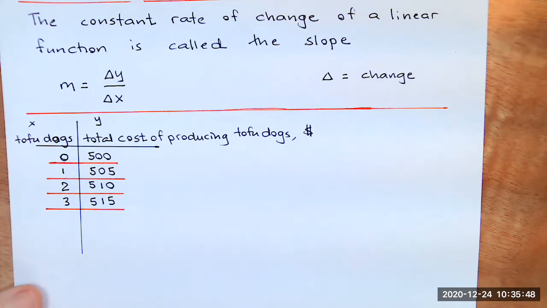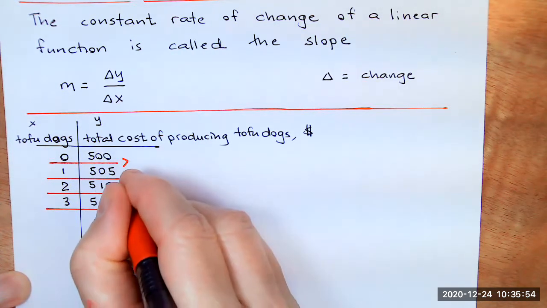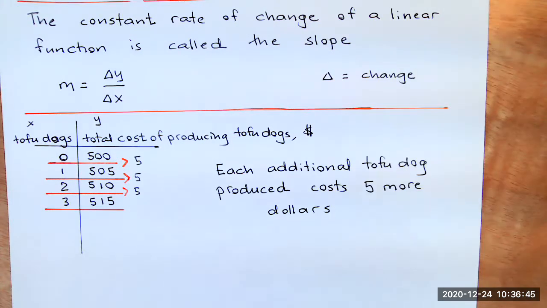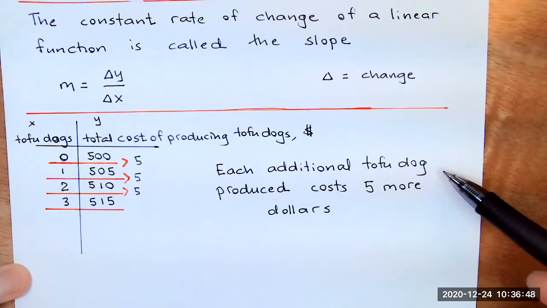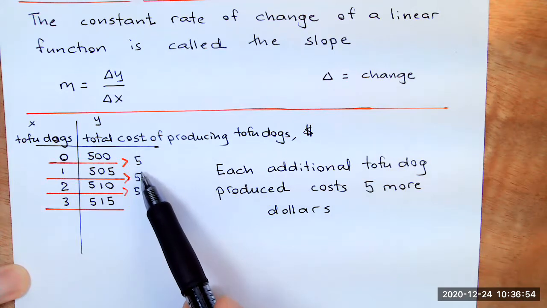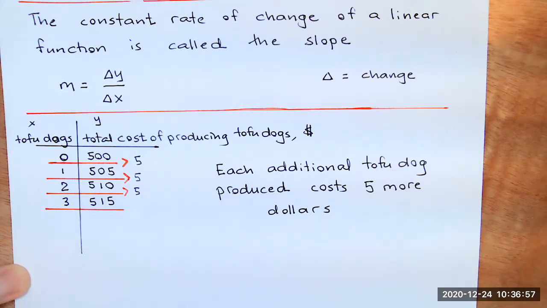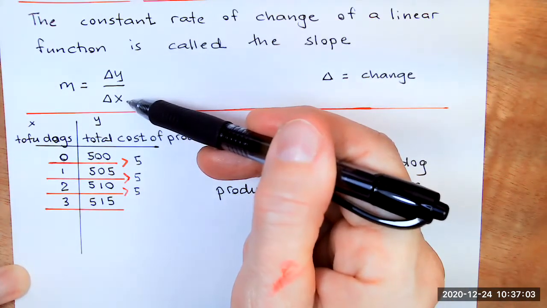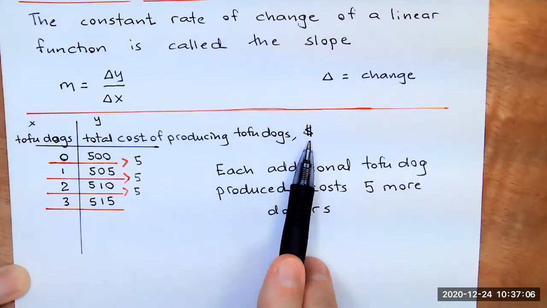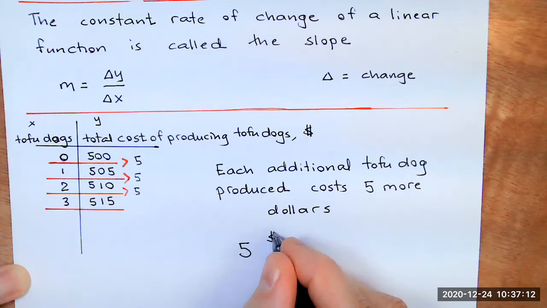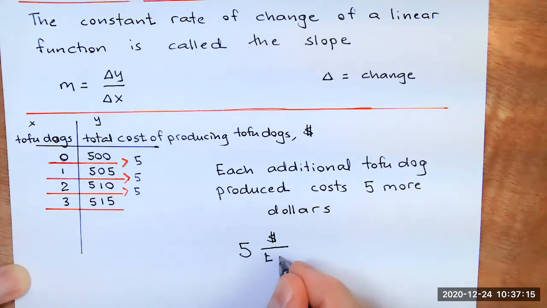So the question is, is this a linear function? And the answer is yes, because each additional tofu dog produced costs $5 more. So 5 is the constant rate of change. What are the units of that 5? Well, it's going to be the units of y divided by the units of x. So it's going to be the number of dollars divided by the number of tofu dogs, or $5 per tofu dog.